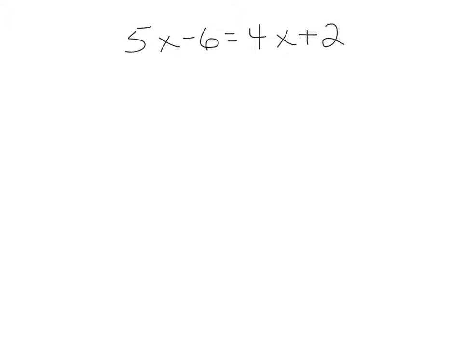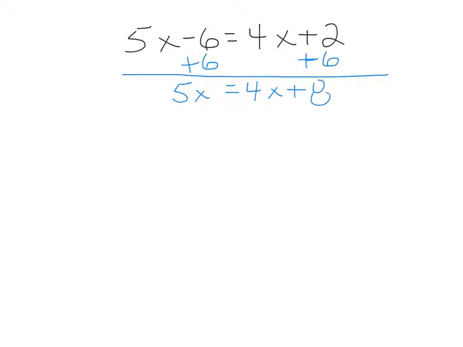So I want to get rid of the constant on the left-hand side, so I'm going to add 6 to the left-hand side. If I add 6 to the left-hand side, I have to add 6 to the right-hand side, because whatever I do to one side, I have to do to the other side. Now I'm going to simplify. On the left-hand side, I'm just left with 5x. On the right-hand side, I'm left with 4x plus 8.